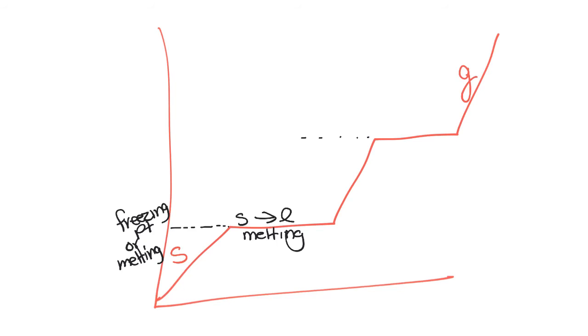This up here is the vaporization point or the condensing point. Okay, vaporization means you're going to go from a liquid to a gas.